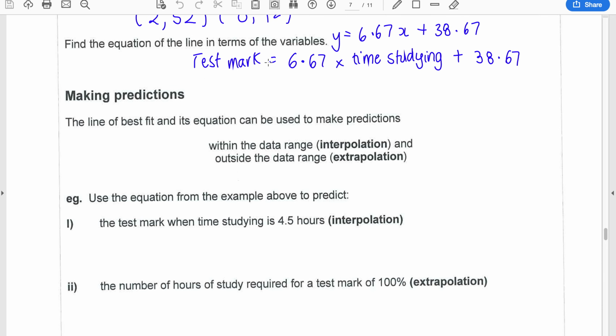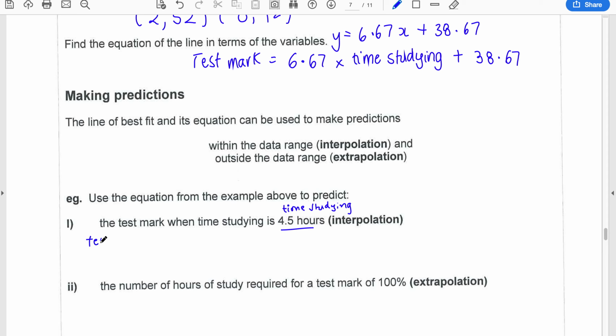So we've got test mark and we've got time spent studying. And what you'll notice here is we're asked to predict a test mark when the time studying was 4.5 hours. So this here is our time studying. Now, what I want you to do is have a look at your equation and have a look where time studying is. It's just here. We are going to substitute 4.5 in its place, so where it lives in that equation.